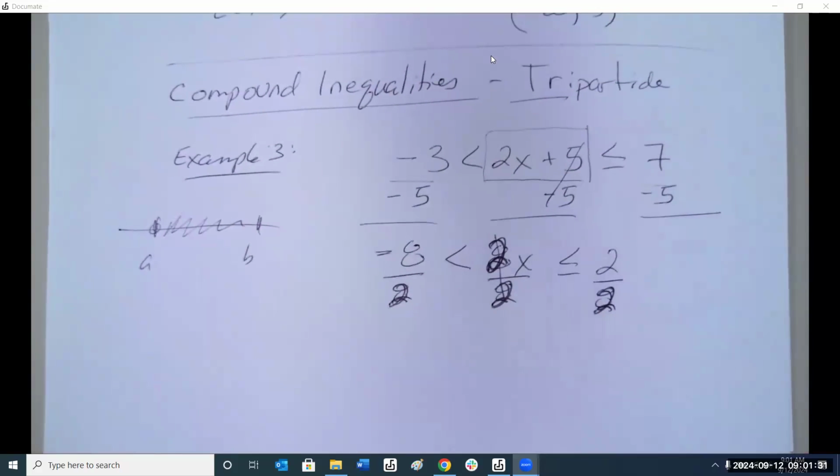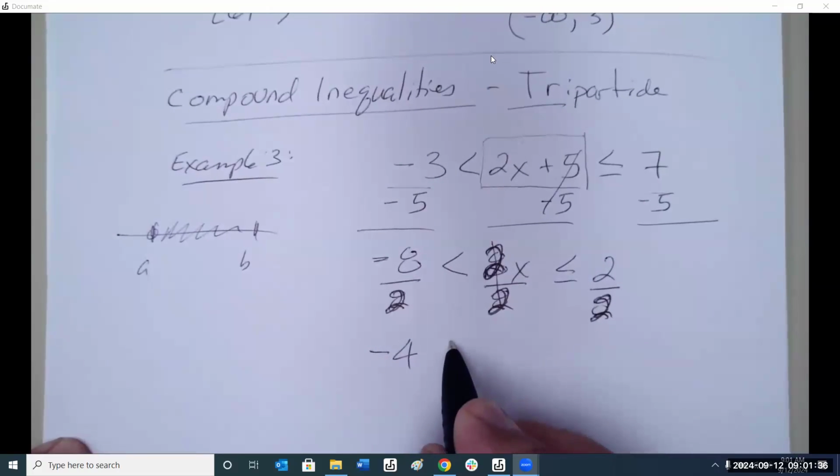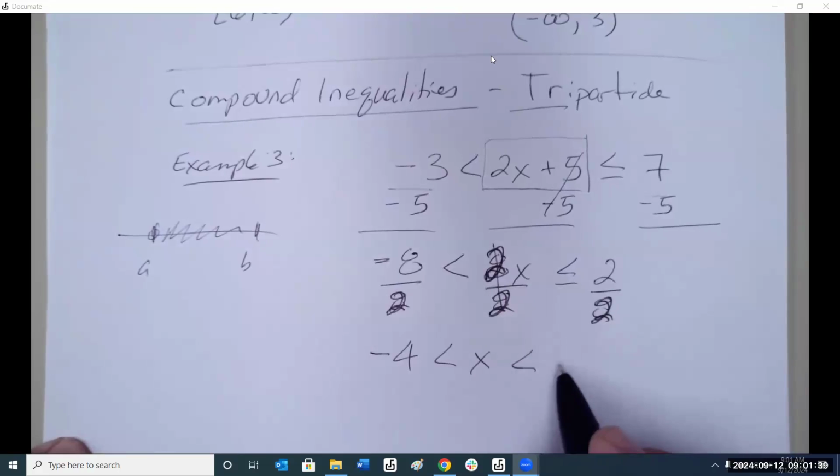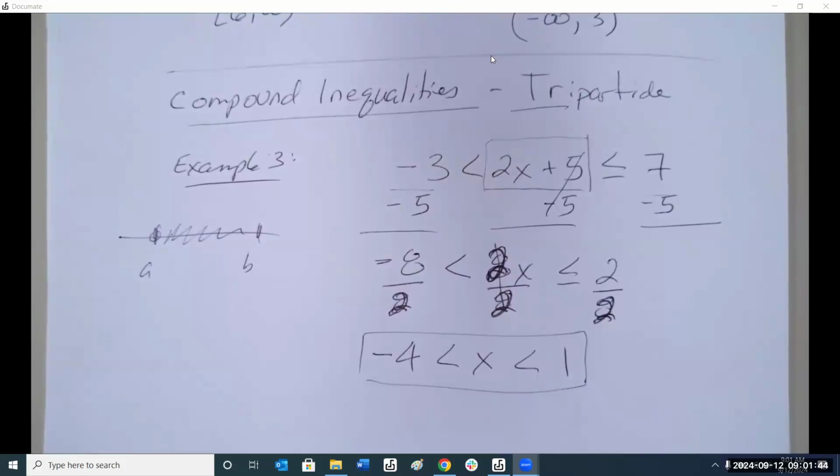So divide by 2 to get rid of the coefficient. So negative 8 divided by 2 is negative 4, is less than x, is less than 1. So yeah, when we have a tripartite, three parts, just work the middle one, whatever you do to it, just copy on both sides.